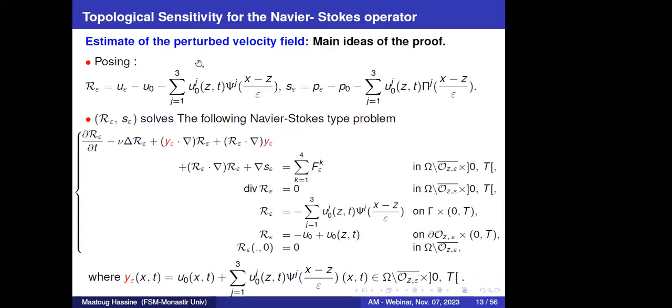To prove this result, we will start by introducing some notation. We denote by R epsilon the velocity variation and by S epsilon the pressure variation. It is easy to see that the couple R epsilon, S epsilon solves this nonlinear Navier-Stokes type problem, where u epsilon is defined by this expression.